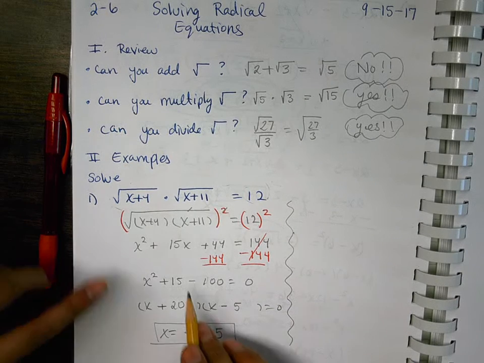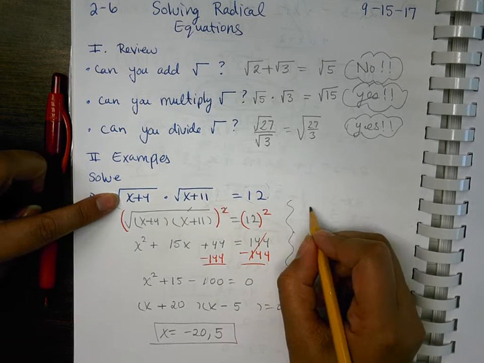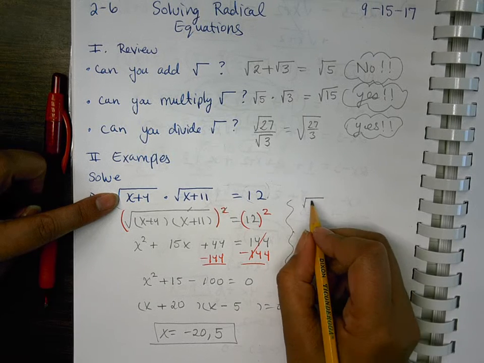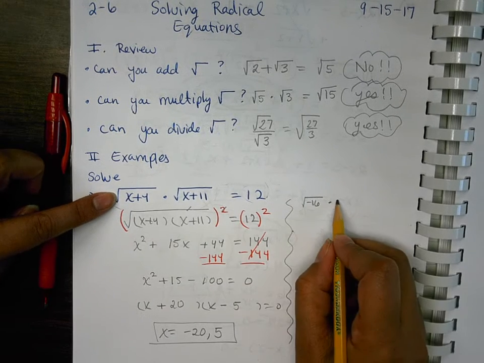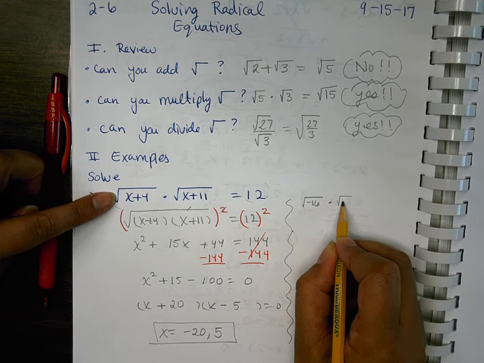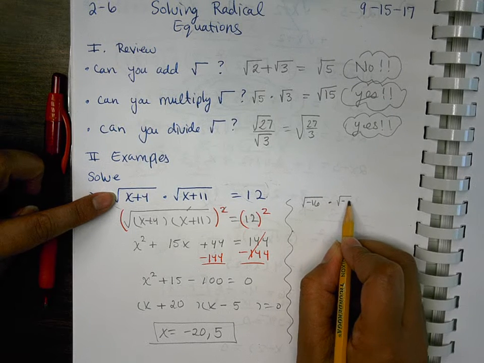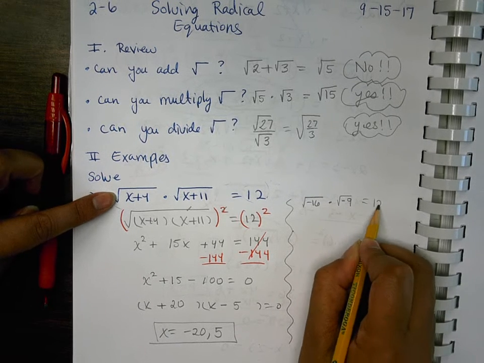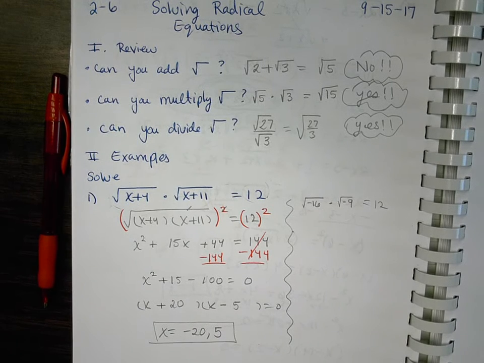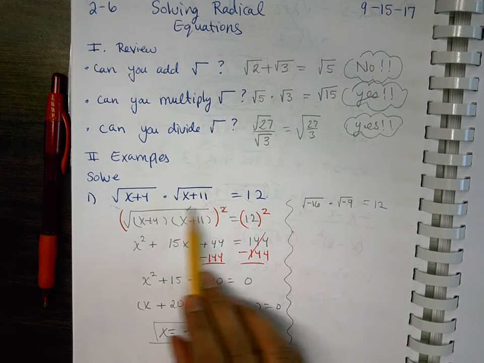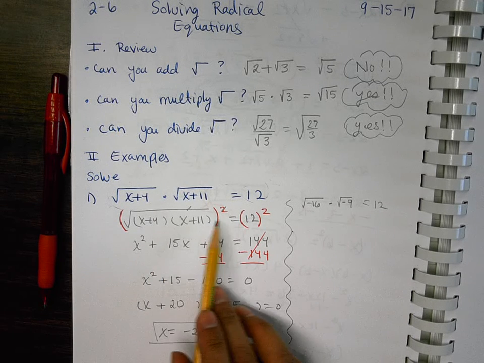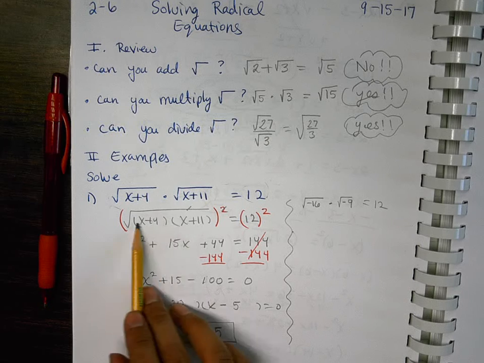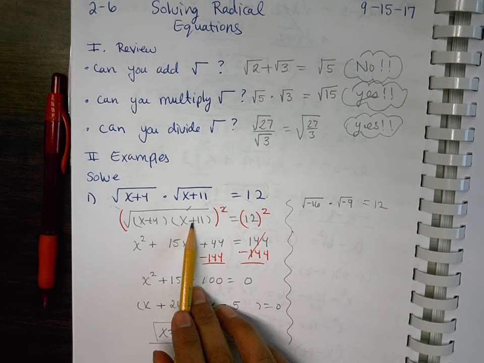So let's try negative 20. What's negative 20 plus 4? And what's negative 20 plus 11? Negative 9. Now, I remember I said yesterday or the day before that you have to plug it into the original, not after you've combined them, not after you squared them, because if you plugged them in right here, it just might work.